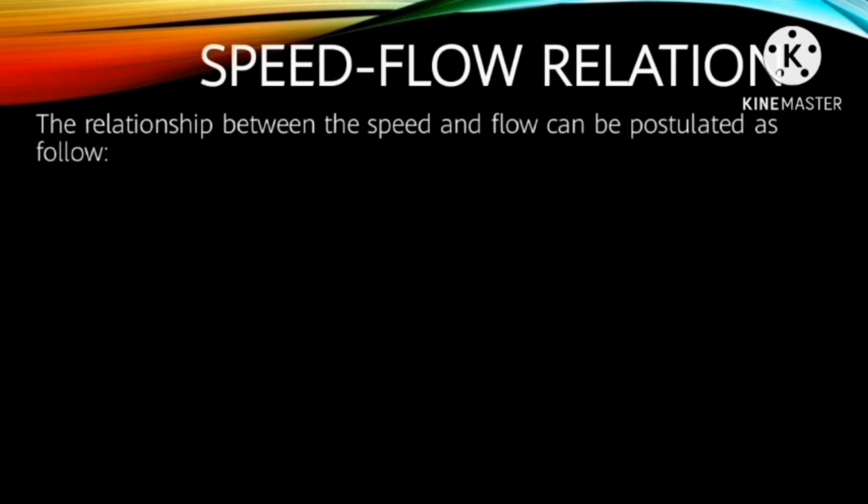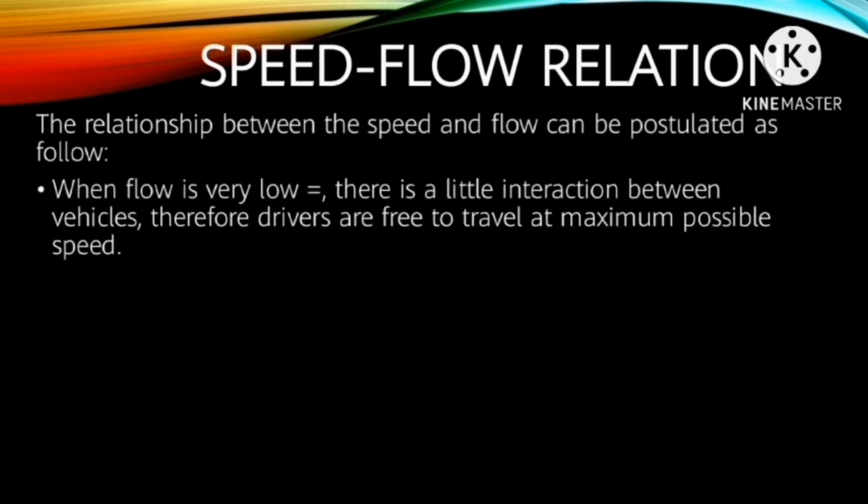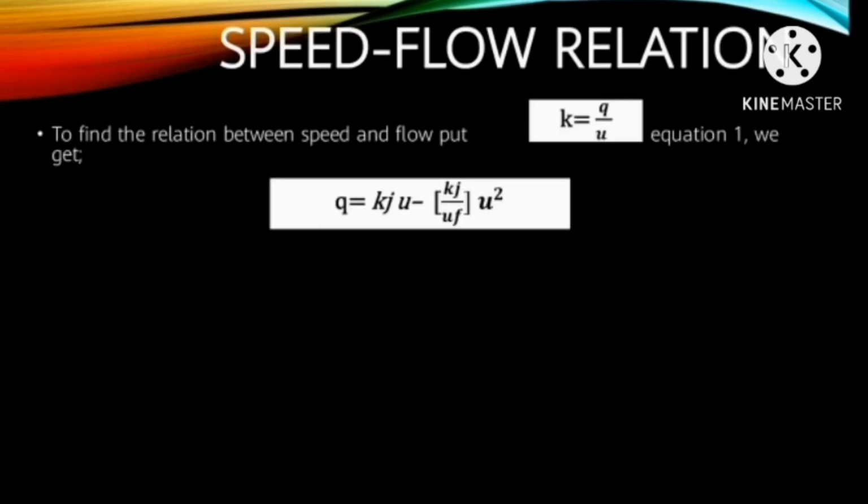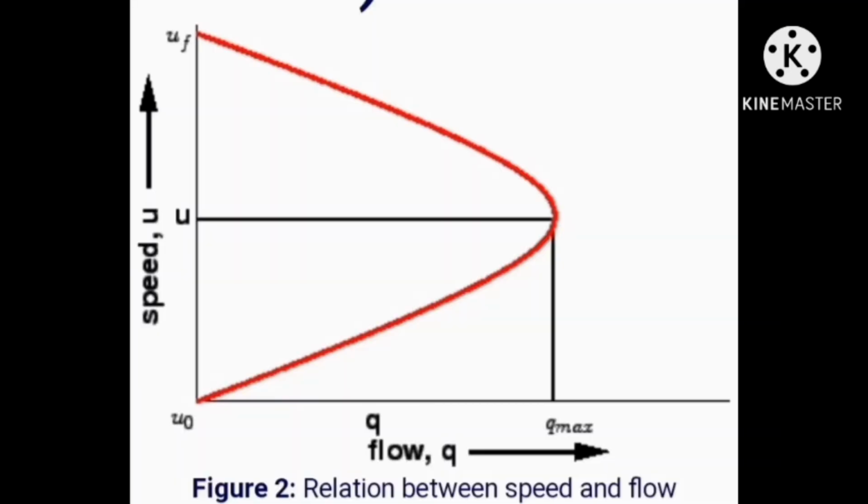Speed flow relation. Makikita natin na kapag mababa ang flow rate, ay magkakaroon ng tsansa na makapag-travel ang isang sasakyan into a maximum possible speed. At kapag naman nasa maximum flow, yung speed ay between 0 or free flow. To find the relation between speed and flow, kailangan lang nating i-substitute ang density formula sa equation 1 and then makukuha na natin yung flow is equal to jam density multiplied by the speed minus jam density over free speed times the square of speed.